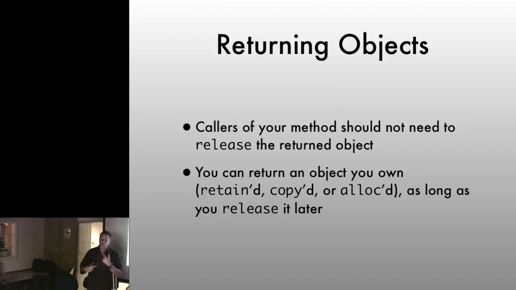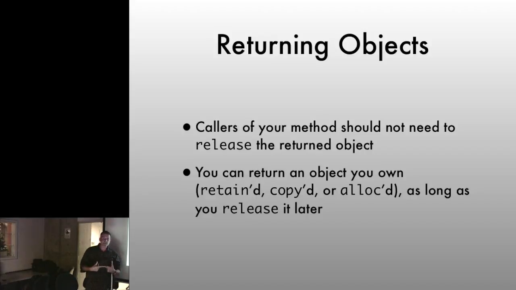You call a function and it returns you back an object, or in C++ an instance of an object, and you shouldn't necessarily know that you have to call the destructor on that object. It's part of the style guidelines, and it's heavily enforced in Objective-C, and you'll see how that works. So you can return objects that you own as long as you release them later.